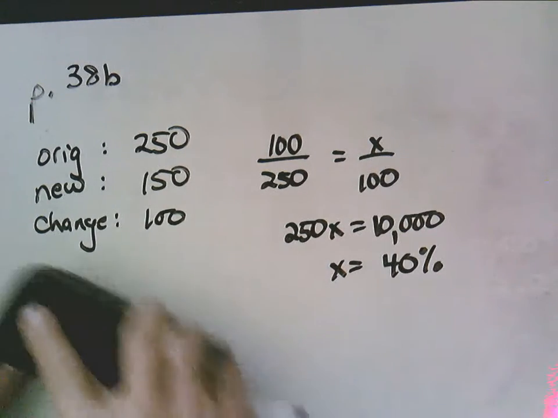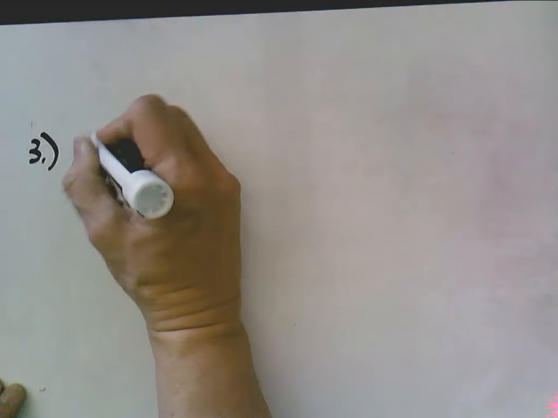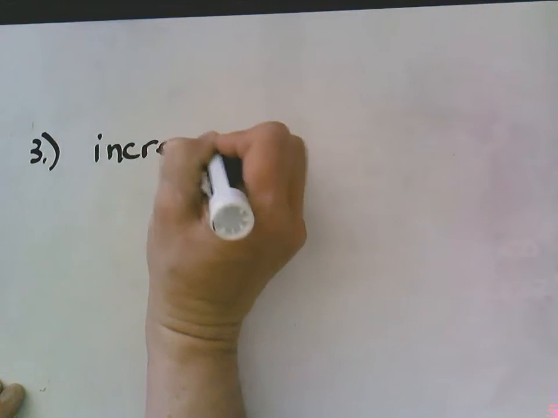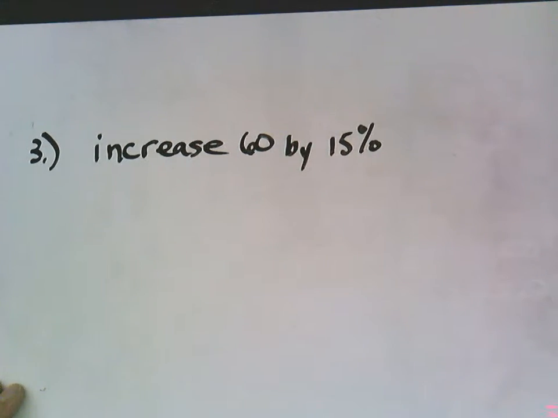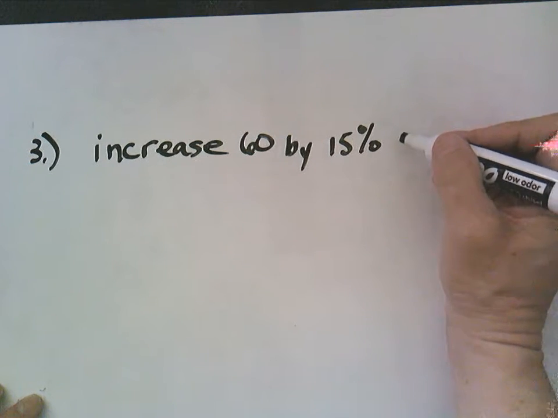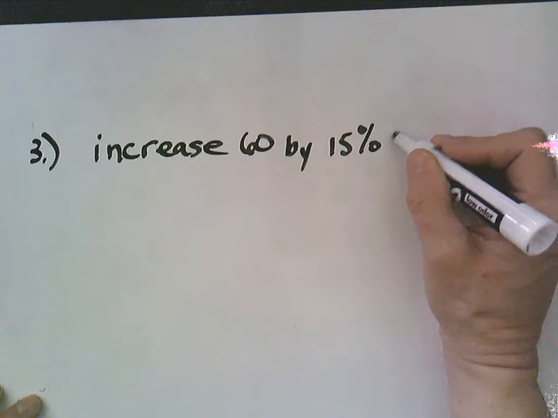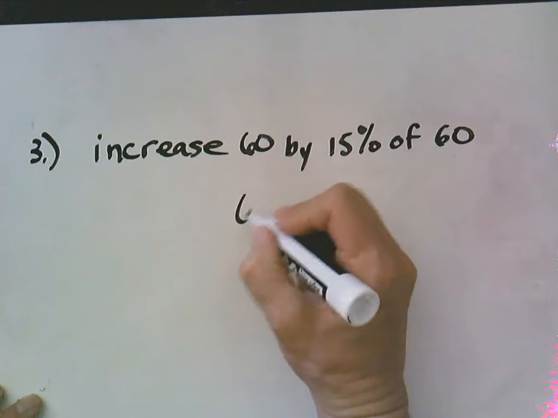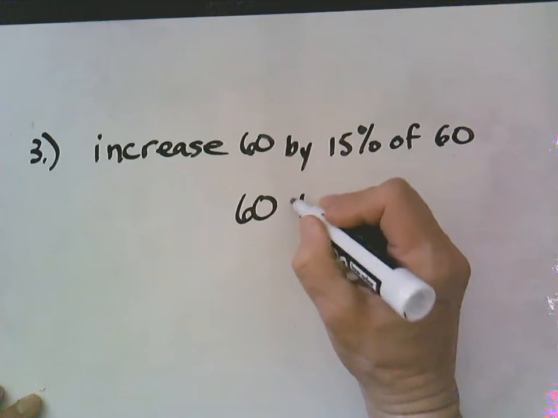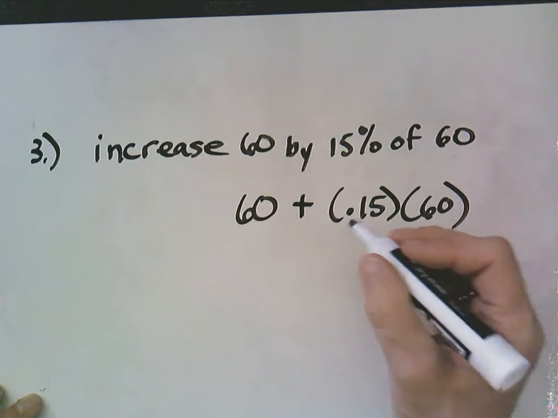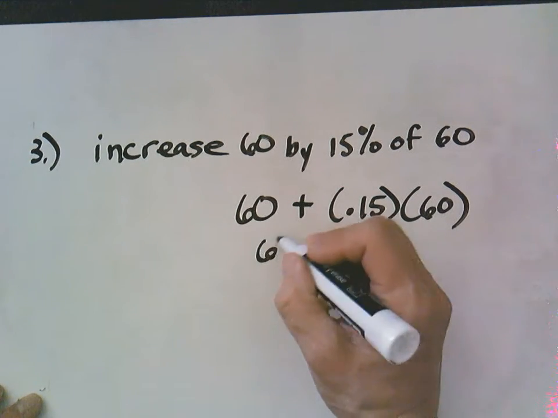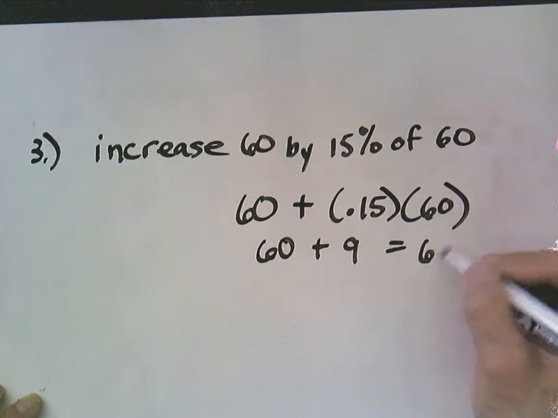And this is a percent decrease because the price went from an original of 250 to a new of 150. Okay? Now, another type of problem says increase 60 by 15%. And if I'm increasing 60 by 15%, you would say 15% of what? And I would say 15% of 60. So we start with 60, we increase it by 15% of 60. And doing that, we get 60 plus 9 equals 69.